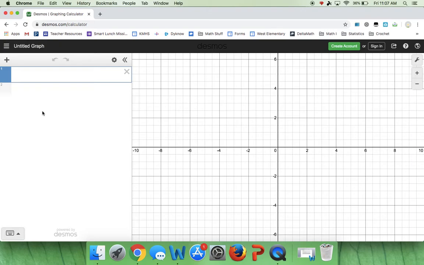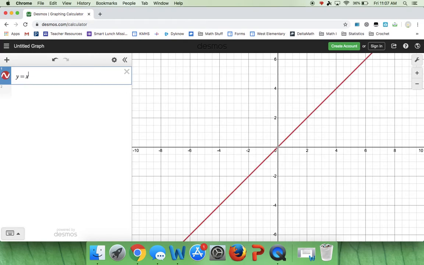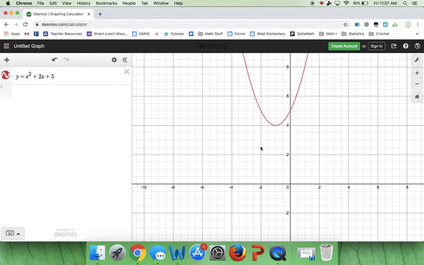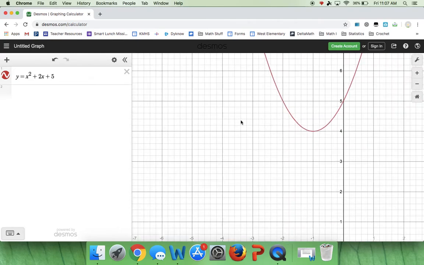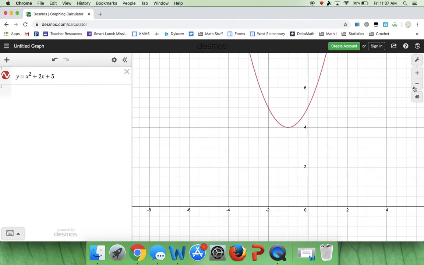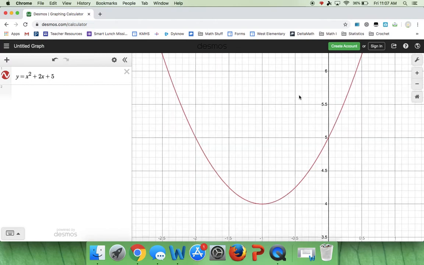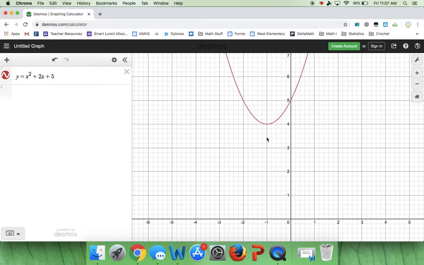All right, so I am going to show you a parabola and a line. My parabola is y equals x squared plus 2x plus 5. And you noticed it's graphed that parabola for me, and I can move my graph around by clicking it. I can zoom in and out by using the plus and the minus sign, or you can use your mouse to zoom in and out.